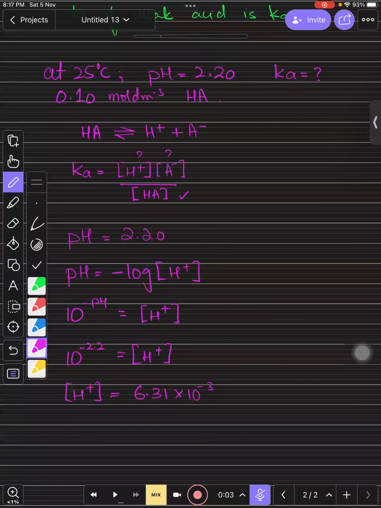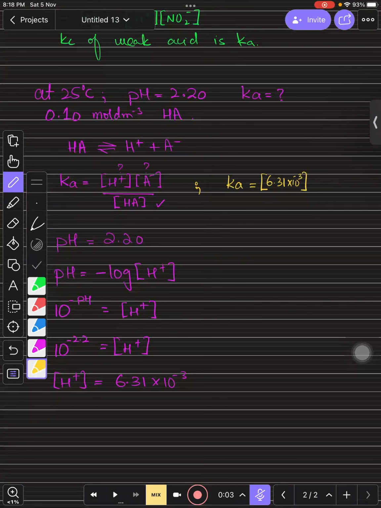Once we are able to find out the concentration of H ions, now we can find out Ka. You can put these values over there. Ka, whatever the concentration of H ions, definitely the same concentration of anion as well. So it will be 6.31 10 raised to the power minus 3. Now you can even use a small bracket as well over there, right? And what is the concentration of acid over here? It is 0.1. When you solve this, the value of Ka will be 3.98 10 raised to the power minus 4.